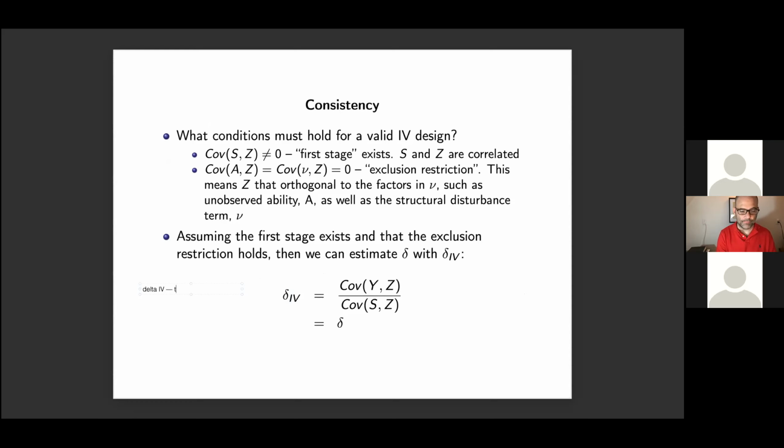Delta IV, that's the Wald estimator. Delta, that's the causal parameter of interest. These are not the same thing. Delta IV only equals delta if certain assumptions hold. But you can always calculate delta IV. It just may not be correct, because it's just a ratio of two numbers.